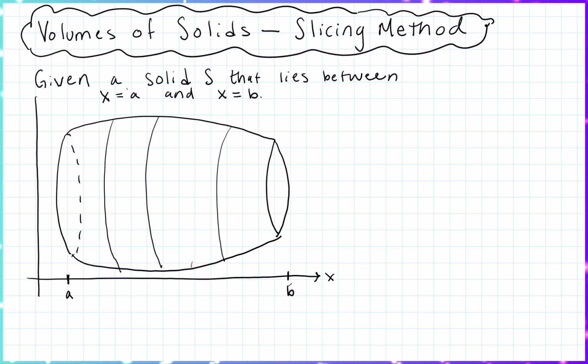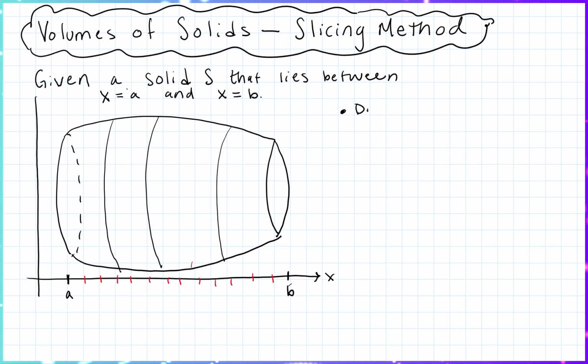So if we have a solid, so I've got a little solid right here, in some ways you can think of it like a loaf of bread. Like if I have a loaf of bread and it's bounded between x equals a and x equals b, and we wanted to calculate the volume of that solid, what we're going to do is divide up the interval from a to b into n subintervals. And this should seem familiar. We do this quite a bit.